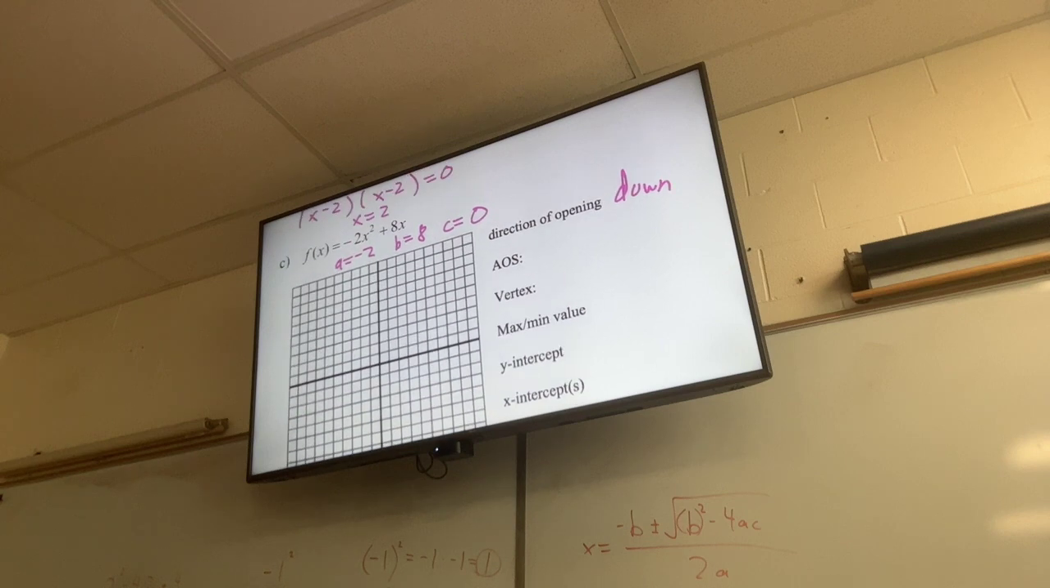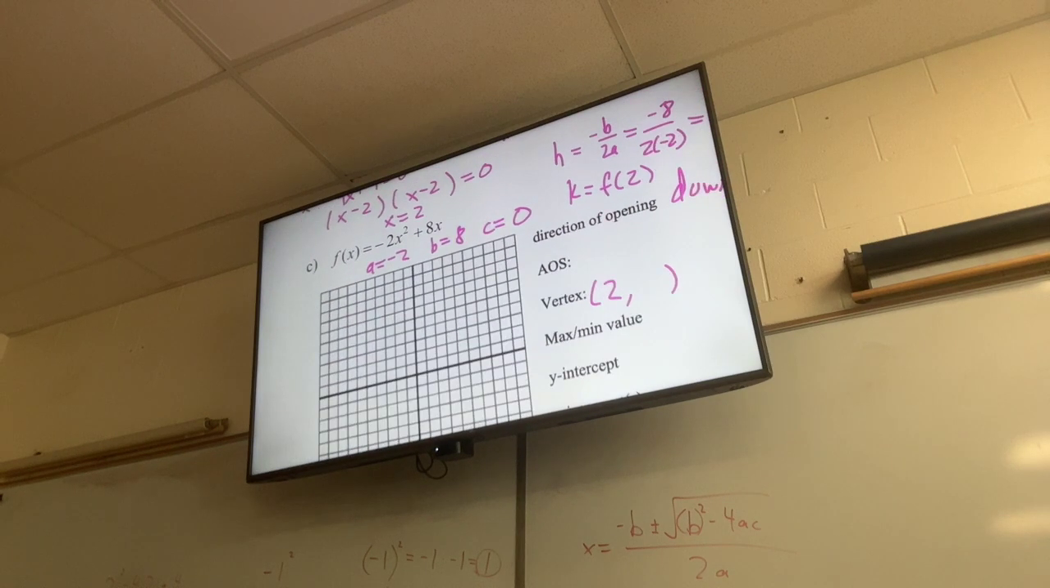H. How do I find H here? It's going to be opposite of B over 2 times A. That's negative 8 over 2 times negative 10. Okay, so vertex is 2, comma. What's my K? How do I find that? It's going to be F of 2, right? We plug in that 2.